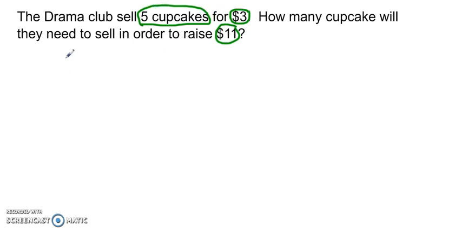So I'll write it as a fraction, 5 over 3. And I'm going to label my units. So this is going to be dollars, and this is going to be cupcakes. Then I'm going to write an equivalent fraction, and I'm going to figure out where to put this 11. The units for the 11 is in dollars, so I'm going to put the 11 on the bottom because that's where my dollars are. Now I'm trying to find this number, so I'll put a question mark there.